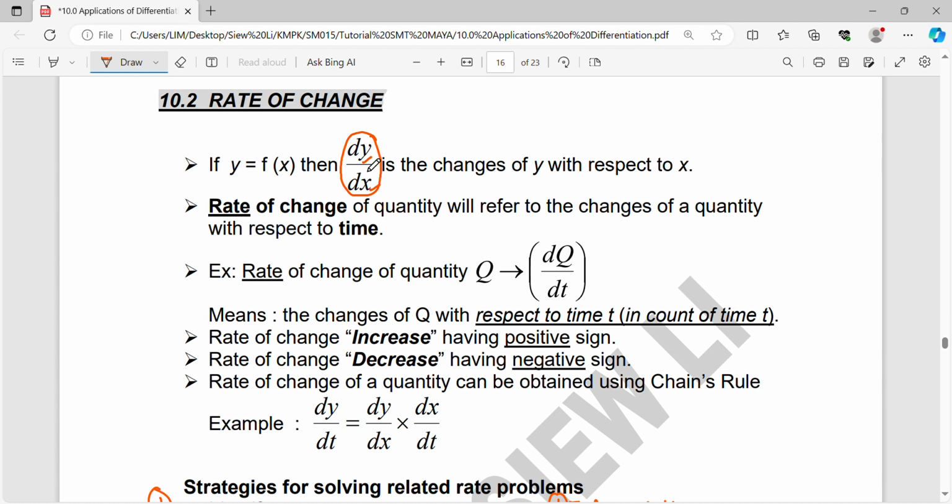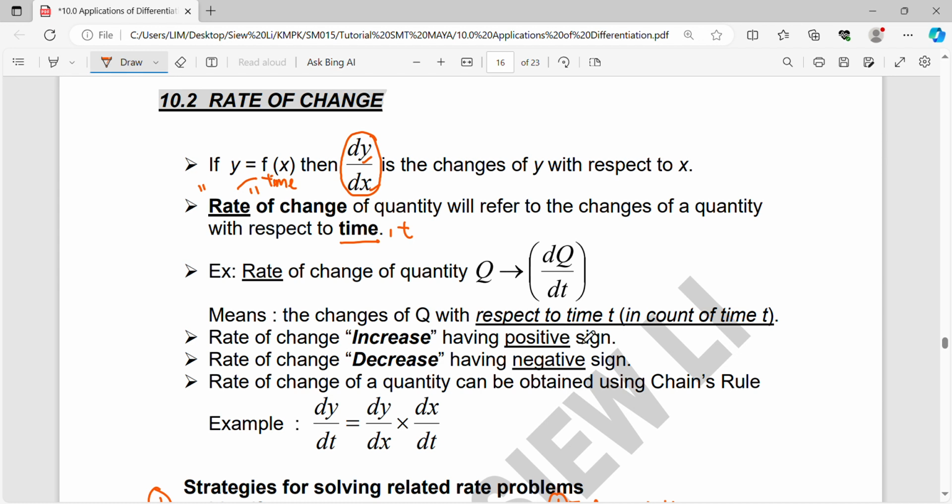So when we say the rate of change of a quantity, it refers to the change of the quantity with respect to time. So rate here is referring to time, where the time symbol used is t. For example, when we say the rate of change of quantity q, it will be written as dq/dt. And this means the change of q with respect to time.